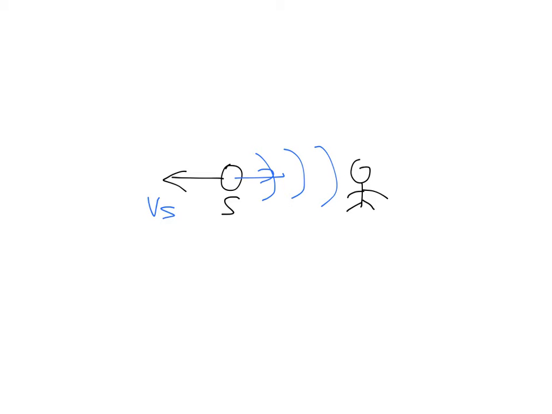So now we are going to derive the formula for the observed frequency when the source S is traveling away from the observer. So the observer is on the right, but the source is traveling away from it as it emits waves to the right. So it emits waves to the right, but it travels away with a speed of Vs to the left. So what would the observed frequency be?